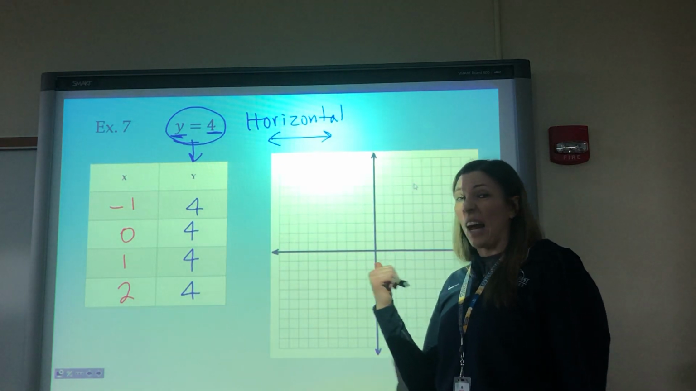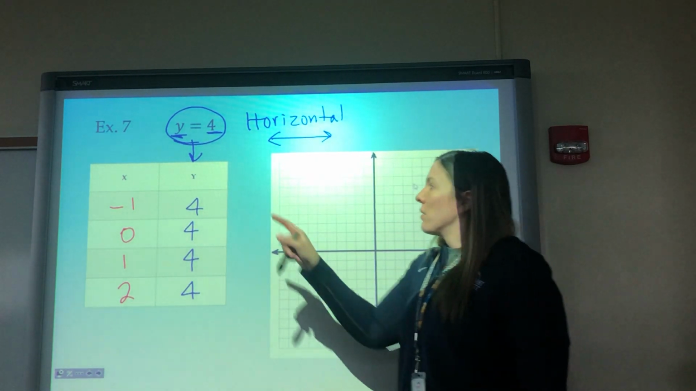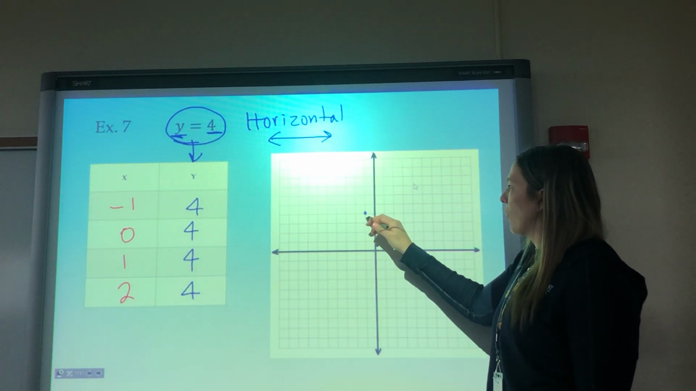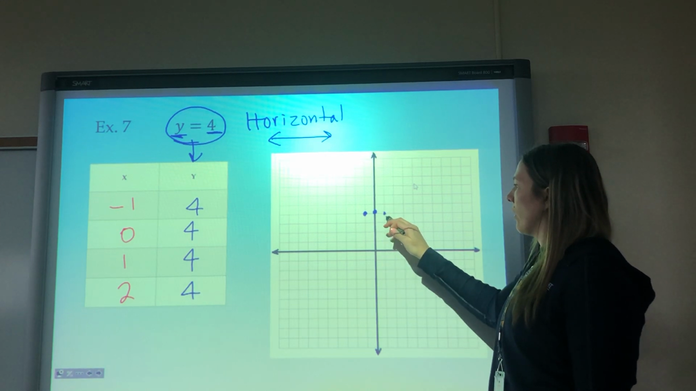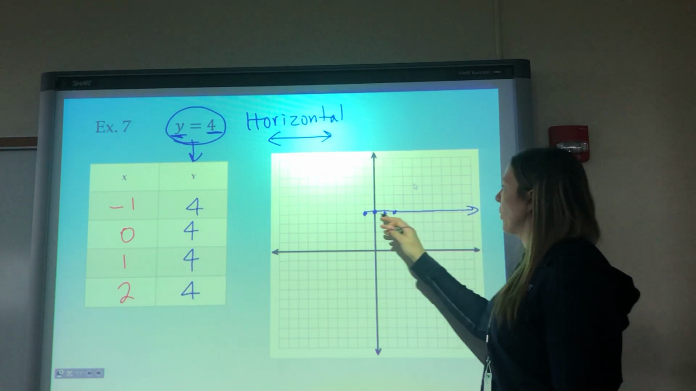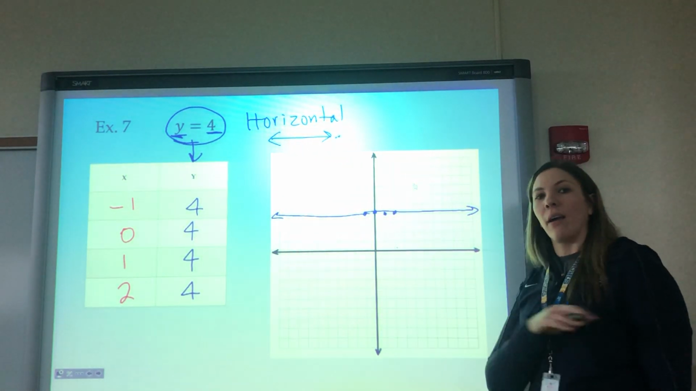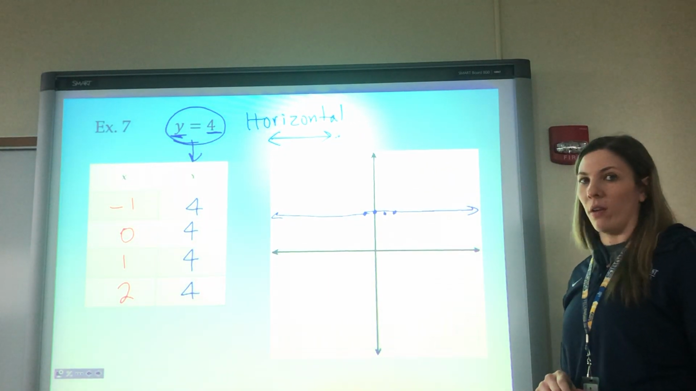So you guys are really going to like these because it's less work, and I know we love that. Okay? So -1, 4, left 1, up 4; 0, 4; 1, 4; and 2, 4. And if you look and notice, boom, when we connect and extend, there's our horizontal line straight across. Okay? That's all you got to do for these.